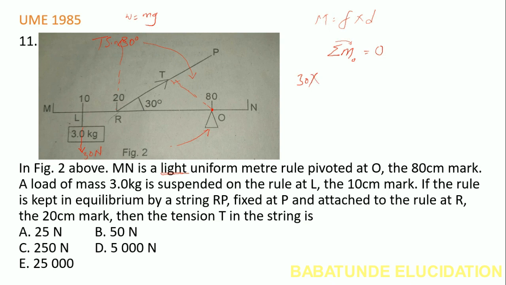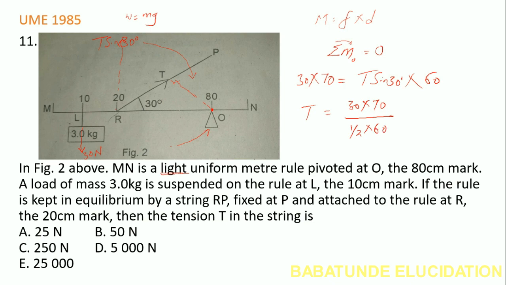The perpendicular distance from here to that point will be the difference between these two marks, and that is going to be 80 minus 10, which will result to 70. So we've got 30 times 70 equal to, then that is for the anti-clockwise moment. Then the clockwise moment is T sine 30 degrees, which is the force, times the perpendicular distance, which is going to be 80 minus 20, and that is going to be 60 centimeters. So if we make T the subject of the formula, T is going to be equal to 30 times 70 divided by sine 30, which is 1/2, times 60.